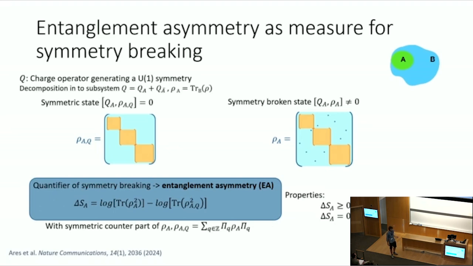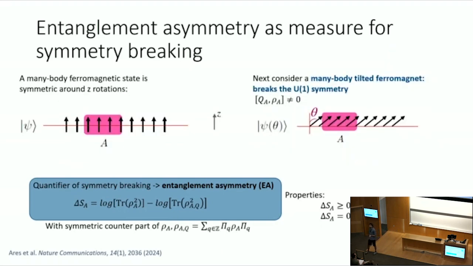So after this theoretical introduction, I want to introduce you to our quantum simulator. But first I have an example. If we look now at rotations around the z-axis, the ferromagnetic state is symmetric under these rotations. And if we now look at a tilted ferromagnet, this breaks the U1 symmetry.